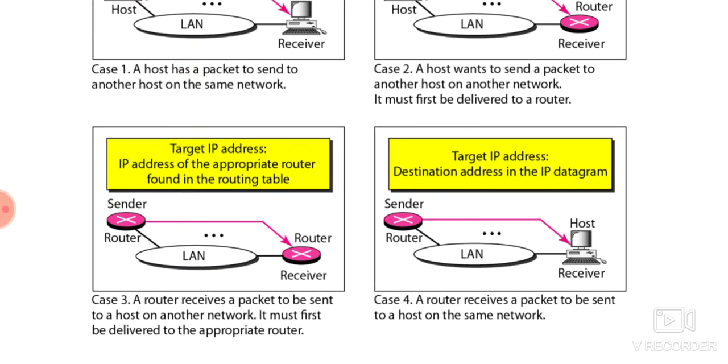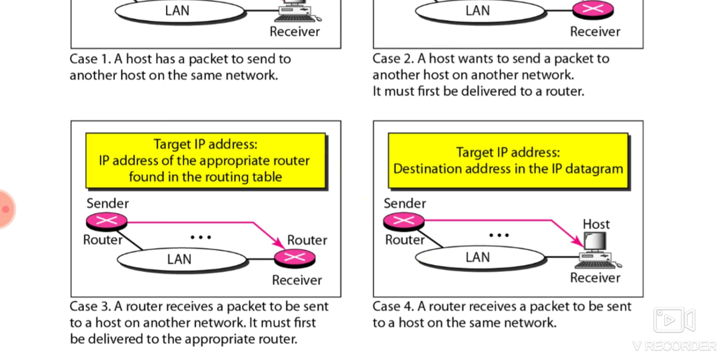Okay, next, in the third one, the sender is a router that has received a datagram destined for a host on another network. Then it will check its routing table and find the IP address of the next router. The IP address of the next router becomes the logical address that must be mapped to a physical address. In the fourth case, the sender is a router that has received a datagram destined for a host on the same network, and the destination IP address of the datagram becomes the logical address that must be mapped to a physical address.